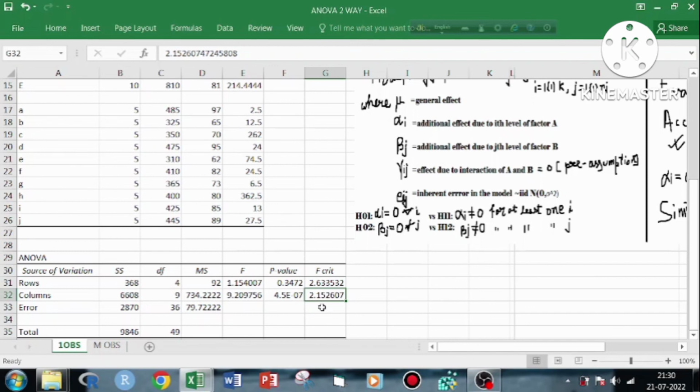Also this interpretation could be done with the help of these p-values, comparing with 0.05. This p-value exceeds 0.05, so we fail to reject the null and accept that there is no significant effect on the ratings due to the different professional raters, and this p-value is less than 0.05, so we reject the null and conclude that there is a significant effect on the ratings due to the different service stations.